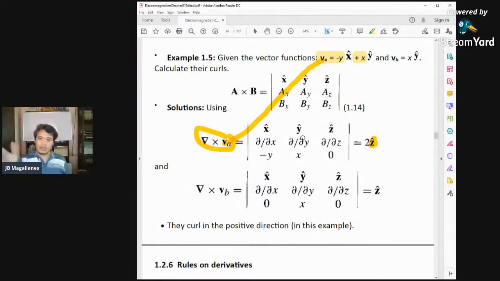This function is on the XY plane, so the curl on the XY plane will be along Z. That's perpendicular to the XY plane. Here, for VB, you can again use the formula and substitute the components of VB here. You will also get a Z.